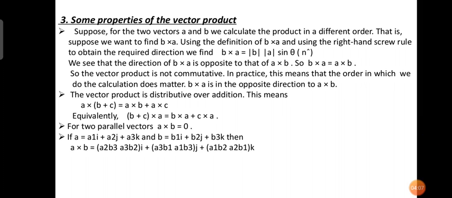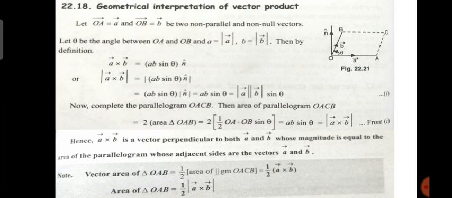If two vectors are parallel, then A cross B is 0. For vector A equal to a1i plus a2j plus a3k, and B equal to b1i plus b2j plus b3k, we have A cross B equal to (a2b3 minus a3b2) i plus (a3b1 minus a1b3) j plus (a1b2 minus a2b1) k. These are some properties of the vector product.